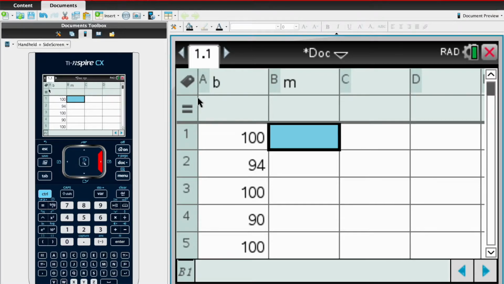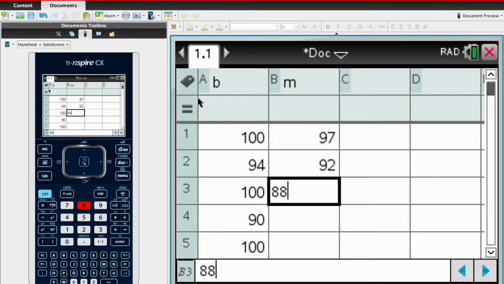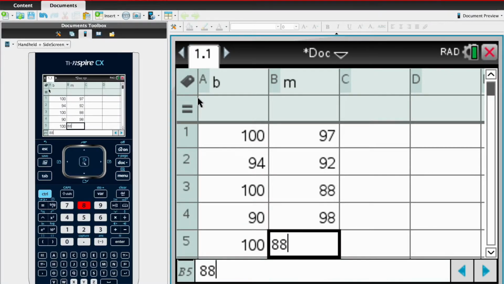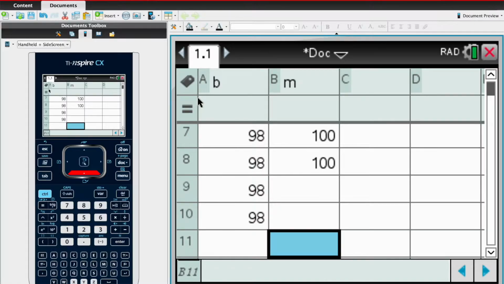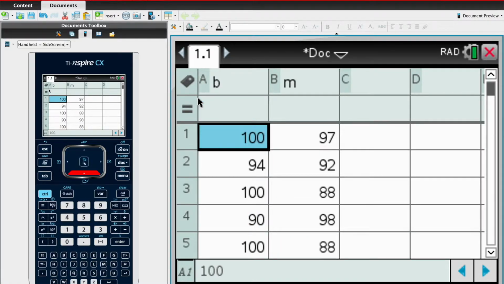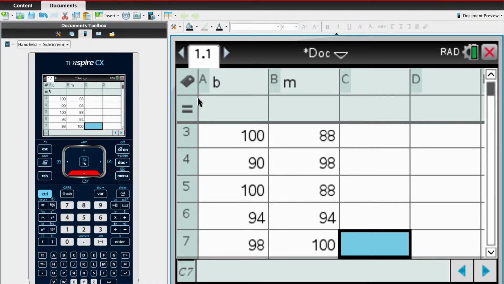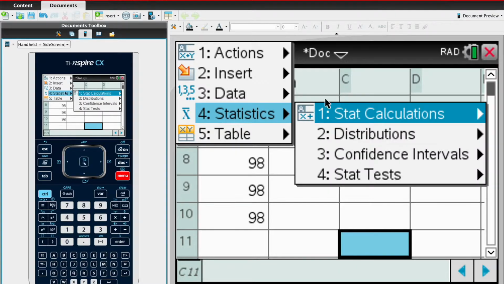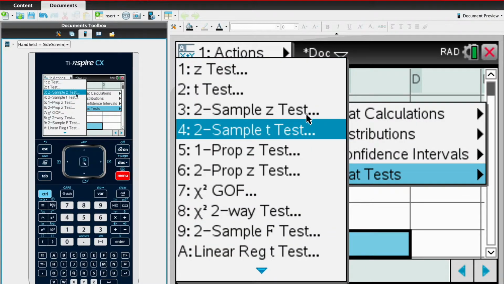And here we have the monolingual individuals. 97, 92, 88, 98, 88, 94, 100, and 100. Okay, so make sure these are all correctly in. Good, good. Okay, good. Let's go ahead and go to statistics. We want to do a statistical test. In this case, we have a two-sample t-test.